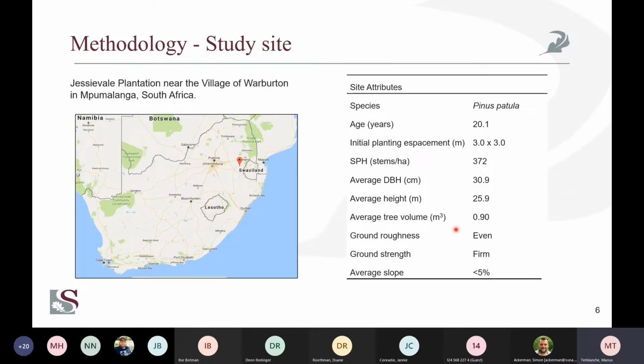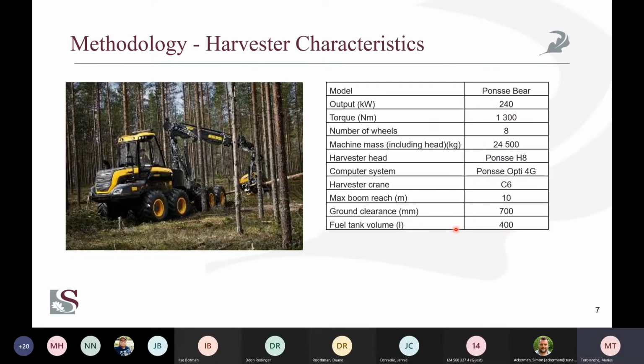The study was done in Warburton on Jessievale Plantation. It was a nice 20-year-old stand, 0.9 cubic meter, so nice, good-sized pine, flat compartment, no issues there, with a nice slope. The machine is a nice big Ponsse Bear 8-wheeled harvester, big machine, the Ponsse H8 harvesting head, big head, no problem with tree size, and then running on the Ponsse Opti 4G computer system, which is basically Windows on the harvester.